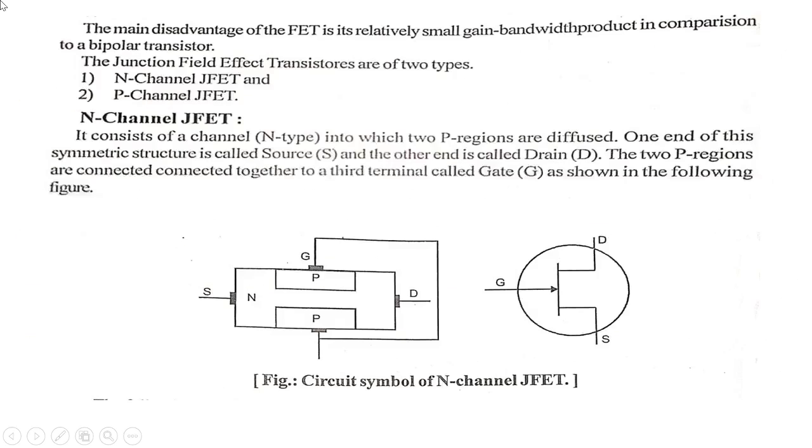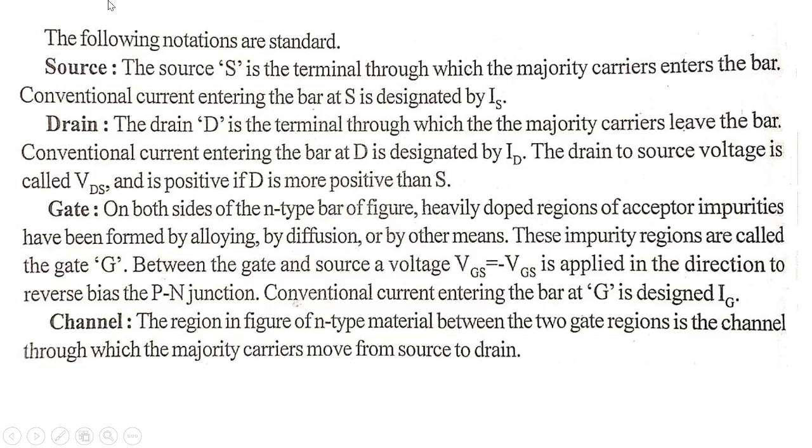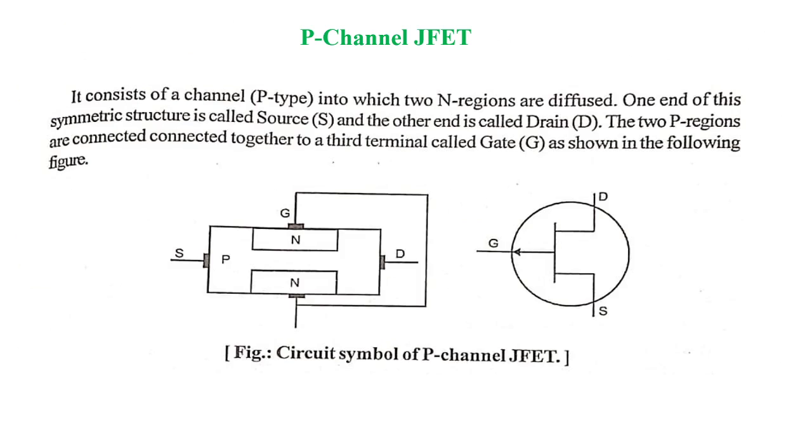Now, what is a P channel JFET? It consists of a P type channel into which two N regions are diffused, that is shown in the figure.